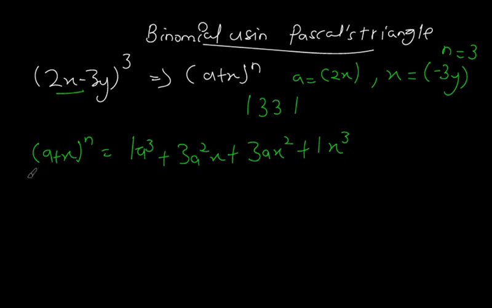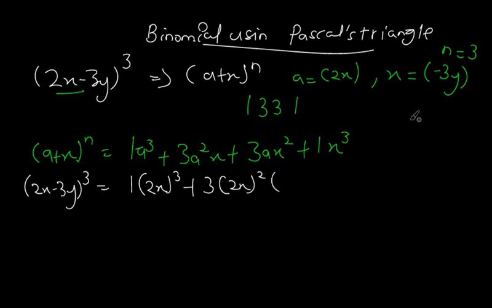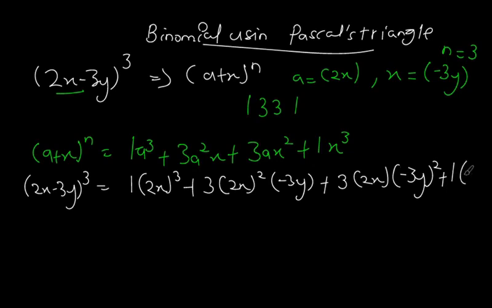Cool. So we have 2x minus 3y over here cubed will be equal to what? 1 into bracket, the a is 2x, so 2x cubed, then plus 3 into bracket a, 2x squared, then our x is what? Negative 3y, so we have negative 3y over here, plus another 3, then our a is 2x, then our x is what? Negative 3y squared, then plus 1 into bracket negative 3y cubed.